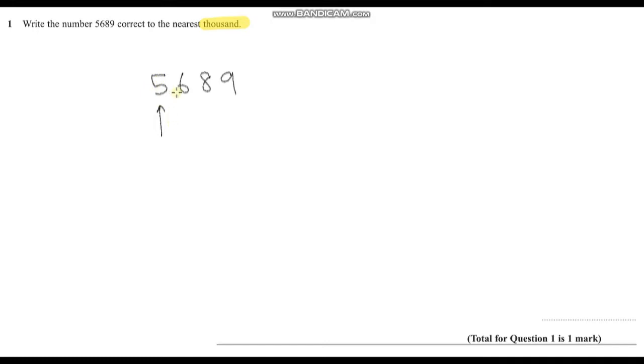And to determine whether we go up or down, we look at the number next to it. So because we've got a 6 here, this tells us to round up. Remember, if this digit is 5 or greater, we round up. If it's less than 5, we round down. So because it's 5 or greater, we round this number up. So it's going to round up to 6,000. So that is our answer, 6,000.